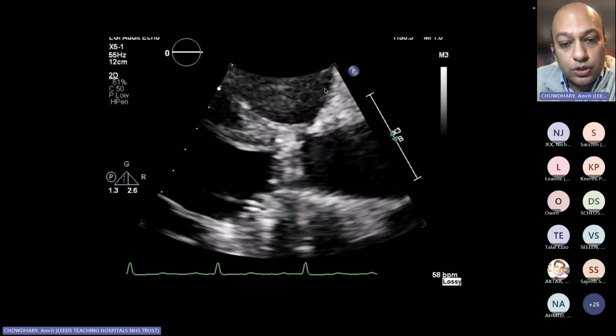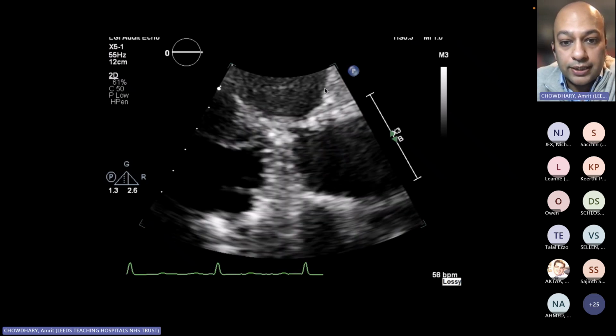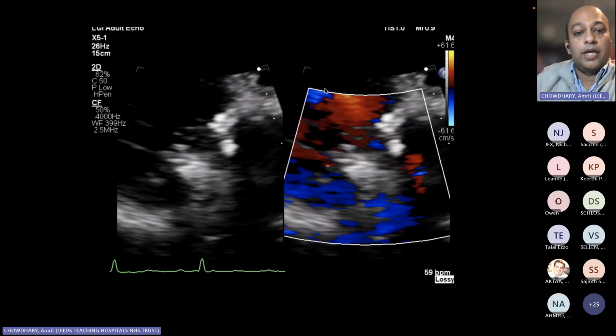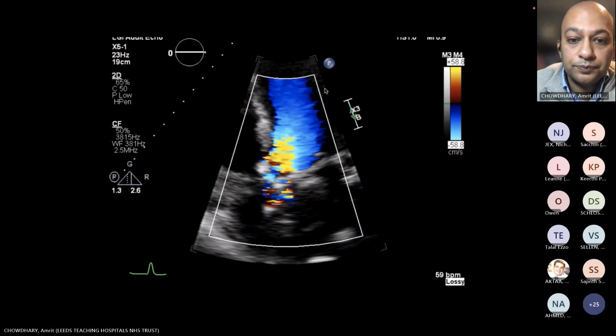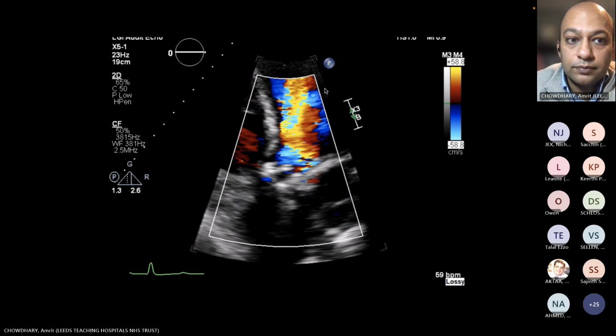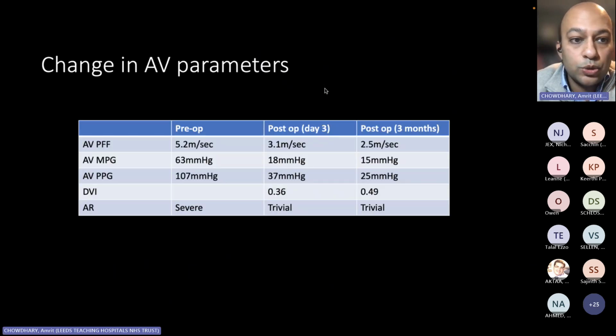This is his post-op transthoracic. I'll show you some pictures. I think the AR is pretty much gone now. And these were his parameters that we got. So pre-op, post-op while he was still an inpatient, and then post-op during a clinic follow-up in 3 months' time. See, the AR had resolved, and his velocities and gradients had come down quite nicely, and DVI had also increased.